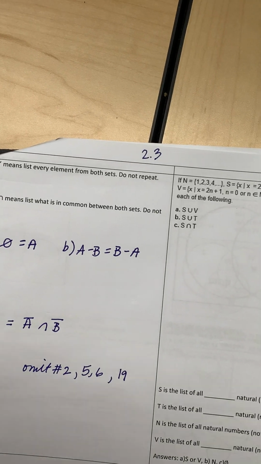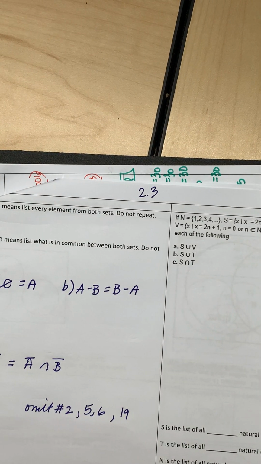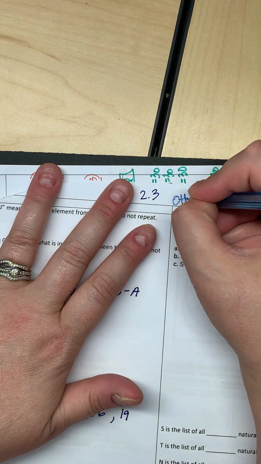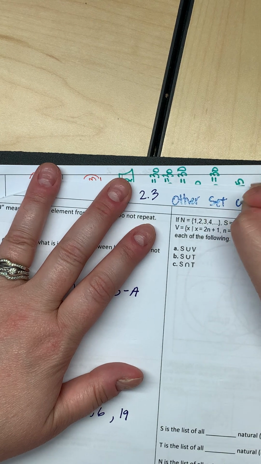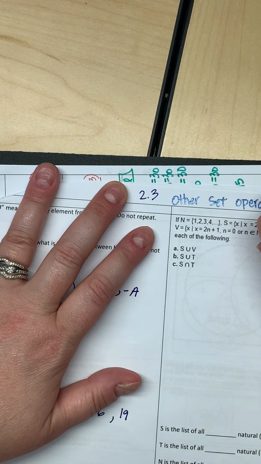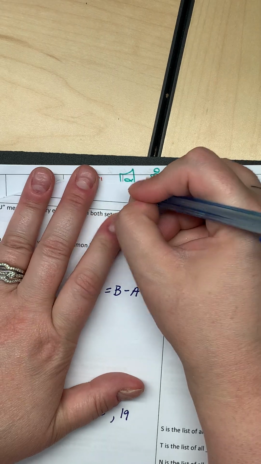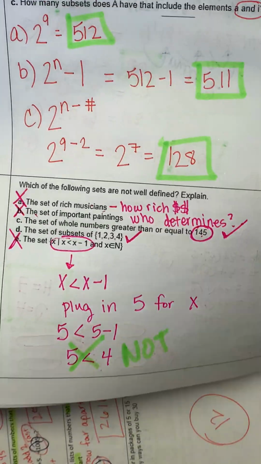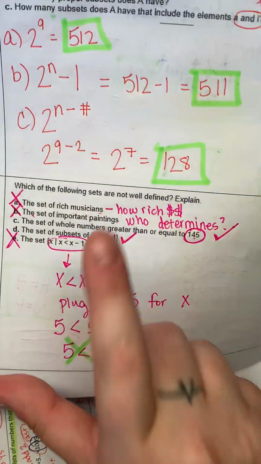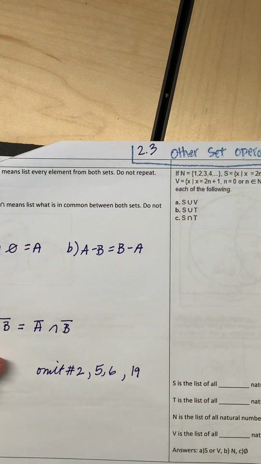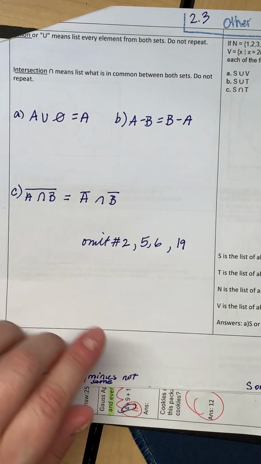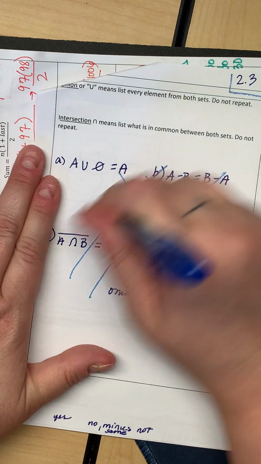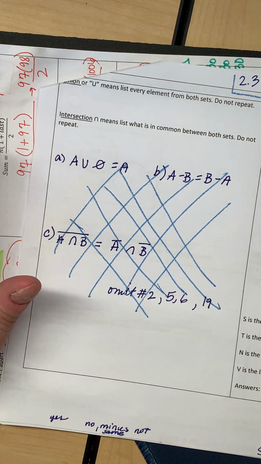Hey guys, we are going to go ahead and move on to 2.3. And 2.3 is called Other Set Operations. The notes for it are actually the same notes as those for 2.2. So the last problem we did about 2.2, about well-defined, is in that same packet. I omitted a bunch of problems, 2, 5, 6, 19, because they were just too much. I think everything else you can handle.